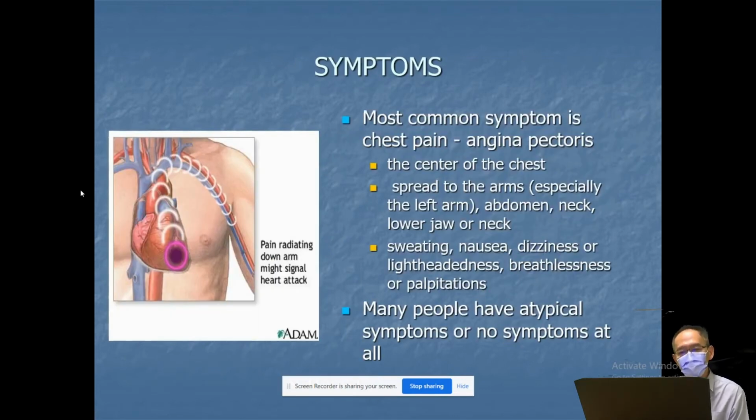And the common symptom, you're talking about commonly chest pain over the central chest area. It may spread, it may not necessarily all the time. It may spread to the arms, jaw and neck. And it is associated with sweating episodes, cold sweat. Sometimes the patient may feel like vomiting. They feel giddiness, palpitation, and sometimes they can feel breathless. They cannot catch their breath.